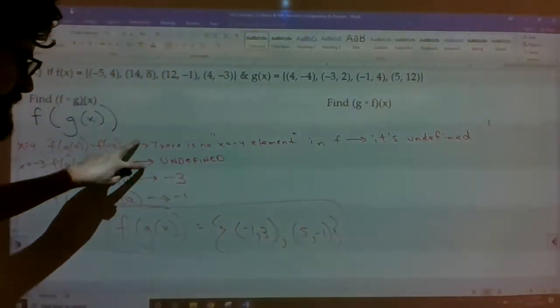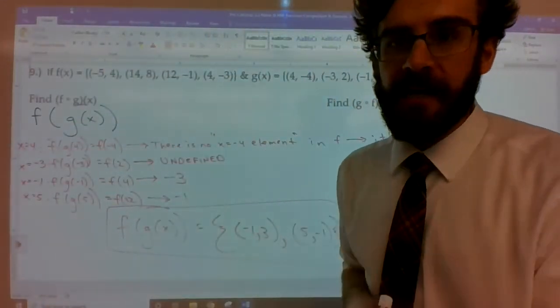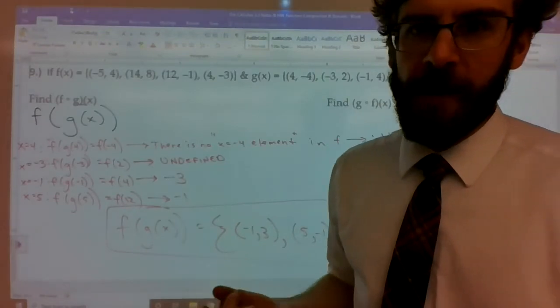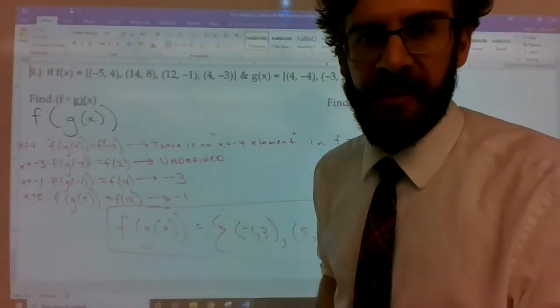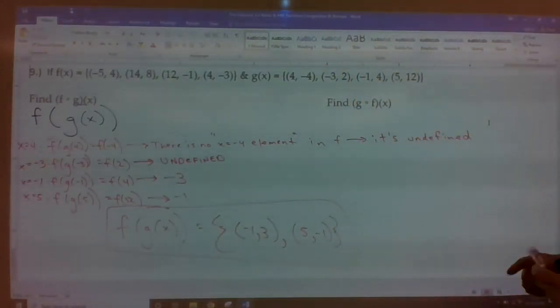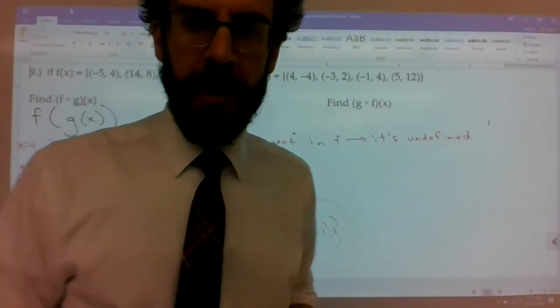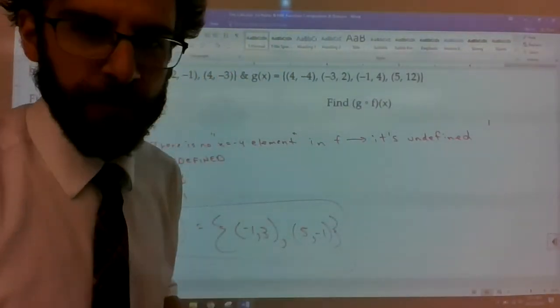These undefineds just basically communicate to us that those functions don't really create anything new. It's kind of like if there's a domain issue in our input function, it doesn't yield anything in the output function. So why don't you guys pause the video and try the second part on your own, and then I'll put the answers up, and that'll be all for the video.